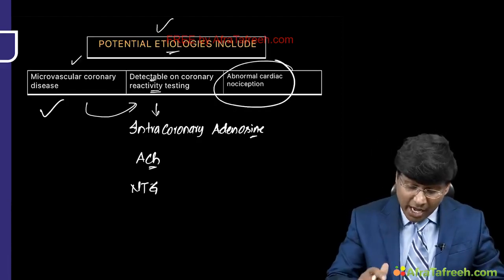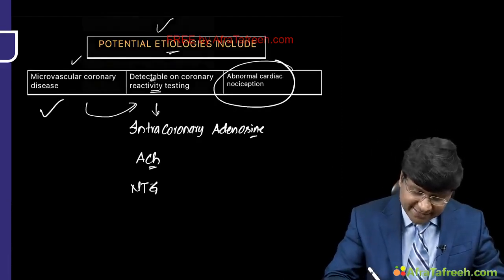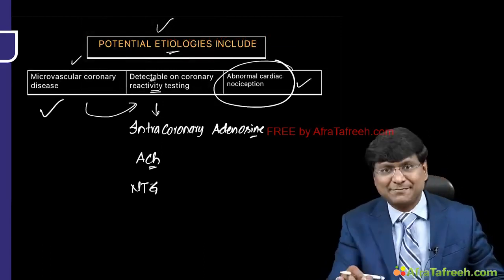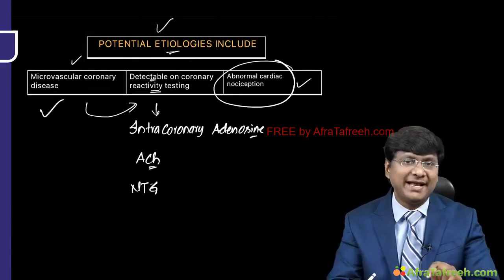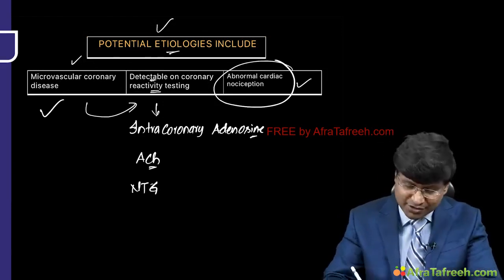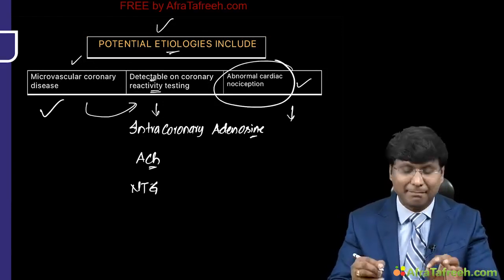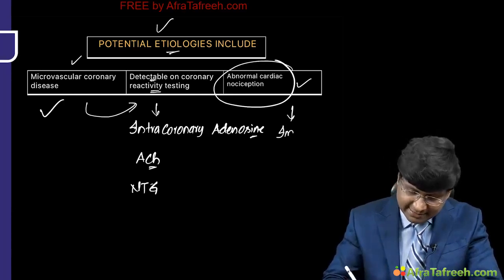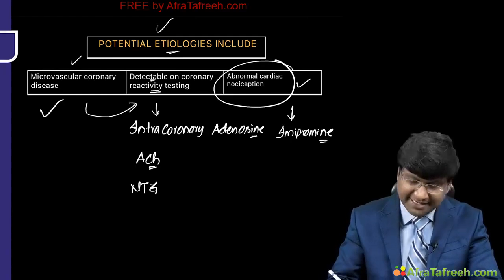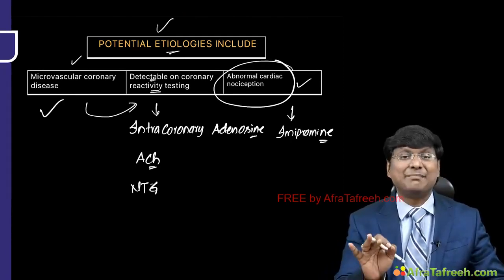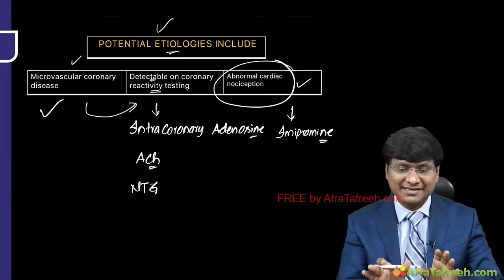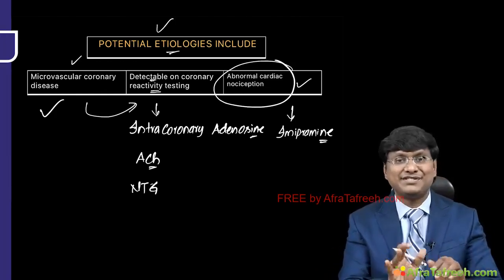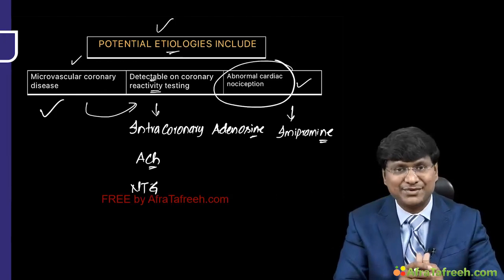Okay. Then how will you treat if there is abnormal nociception? Abnormal cardiac nociception is more difficult to manage, and it can be reduced in some cases by imipramine. Right? So this is about the clinical manifestations in patients with stable angina pectoris.